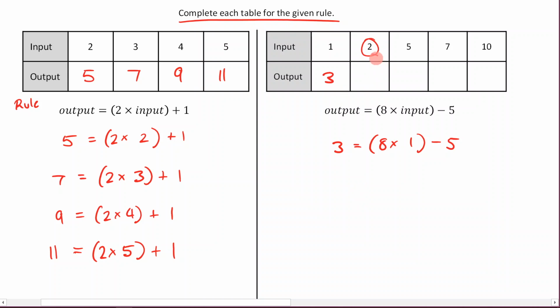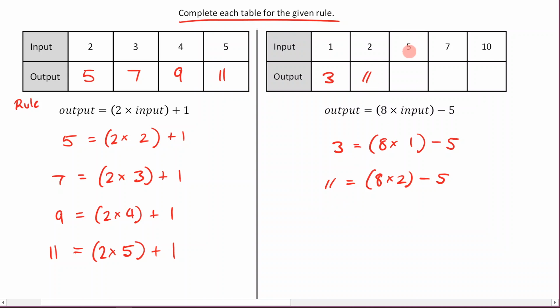Next we have 2, so we're going to put 2 into our input spot. And that means we're going to get 8 times 2 minus 5. Now 8 times 2 is 16. 16 minus 5 is 11. So this will be 11, and 11 will be my output.